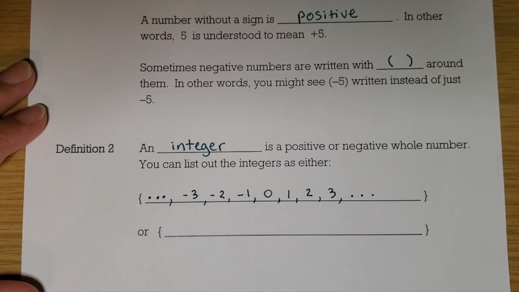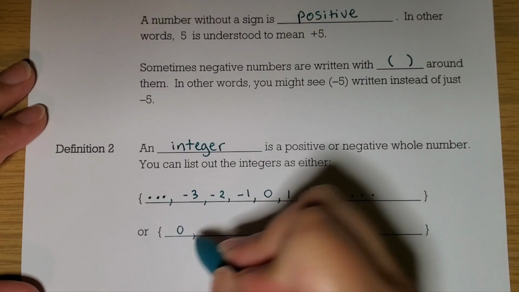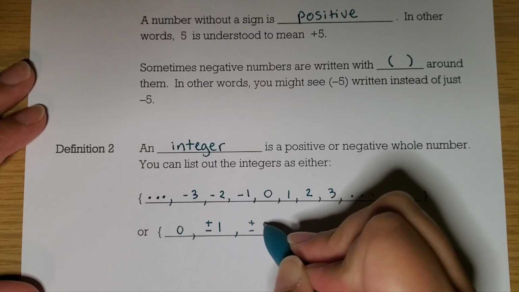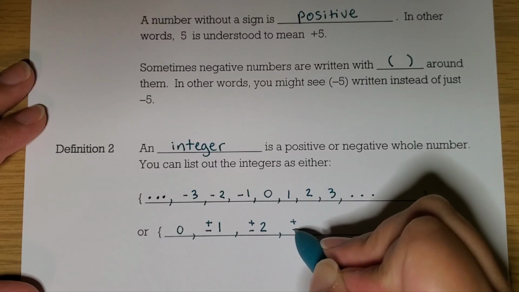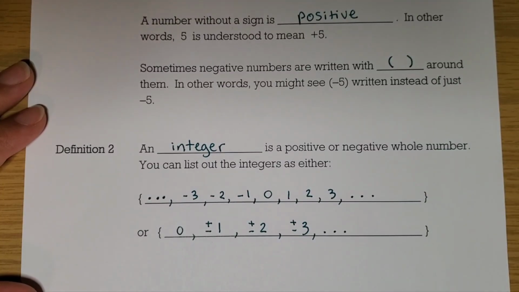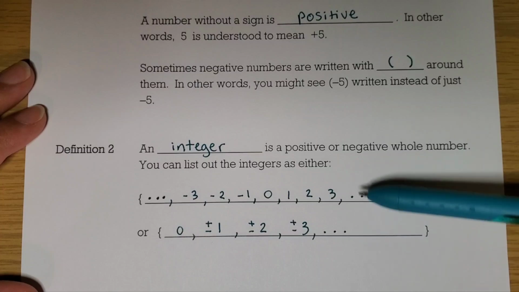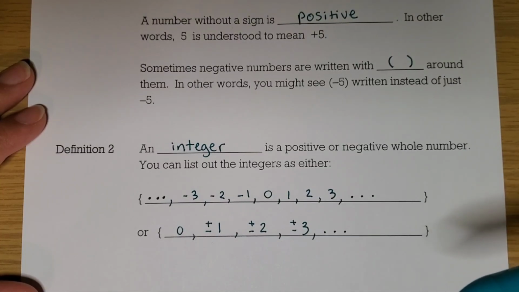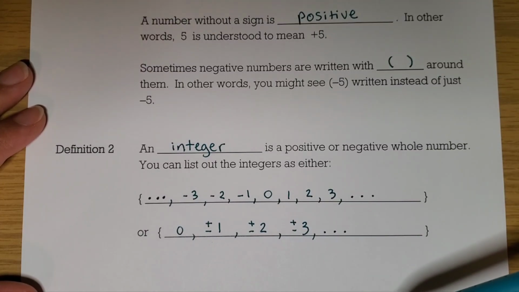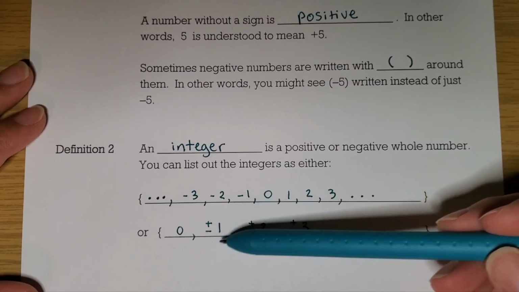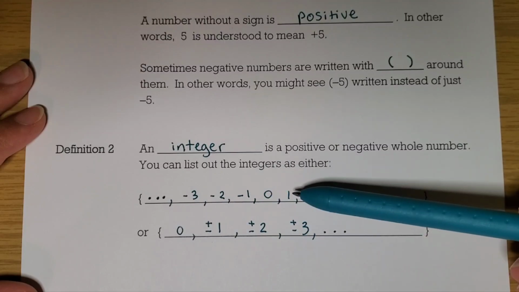Now, a shortcut way of writing this would be to start out with 0, and then you could write plus or minus 1, plus or minus 2, plus or minus 3, dot, dot, dot, to indicate that this pattern's going on forever. Both of these lists represent the same set. They both represent integers, and they're all the positive and negative whole numbers. So think about the numbers you count with, making them negative or including 0. When you have the plus minus in front of the number, this is standing in for two numbers, -1 and +1.